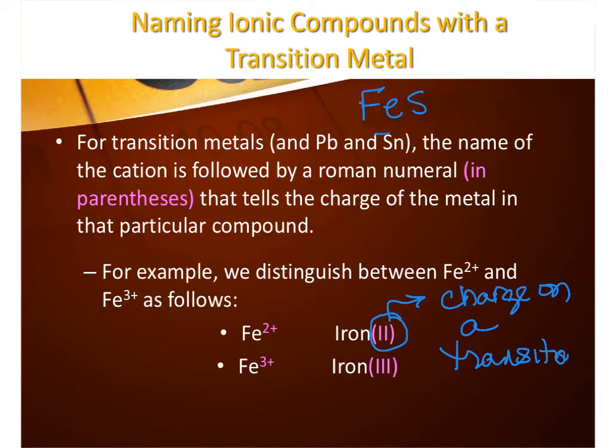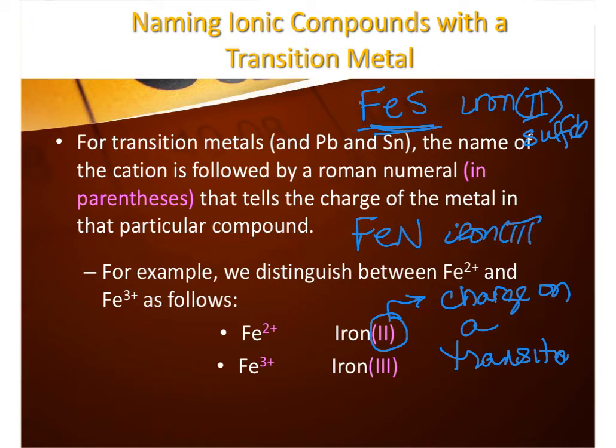So if we were naming this, we would call it iron, parentheses 2, sulfide. And if we were naming FeN, it would be iron 3 sulfide. So make sure if you're rusty on your Roman numerals, make sure you know how to write them all.